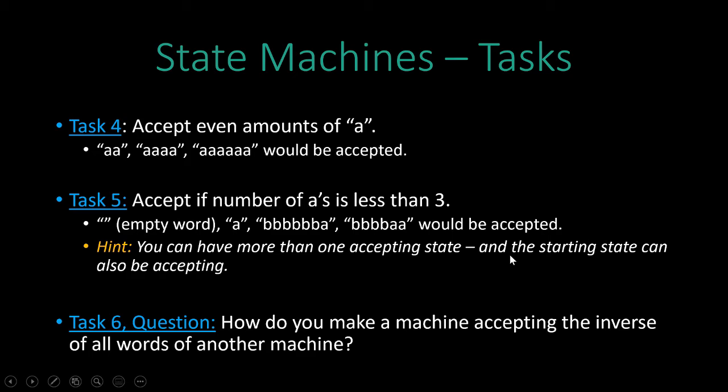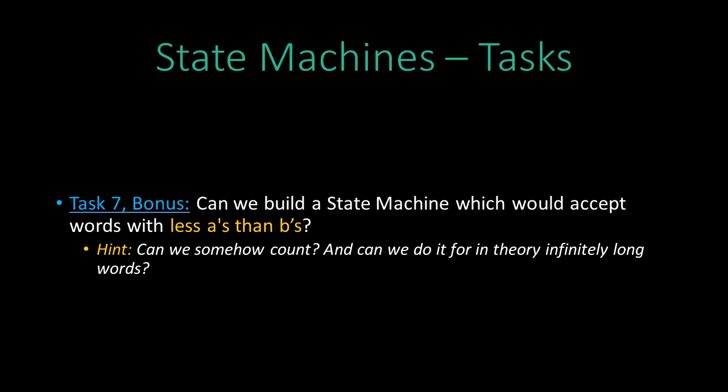Okay, and the last one is again a bonus question, so it's slightly more advanced as well. It's a question if we can build a state machine which would accept words with fewer A's than B's.